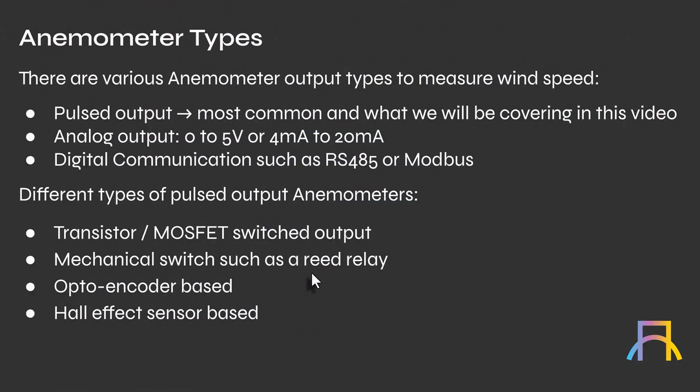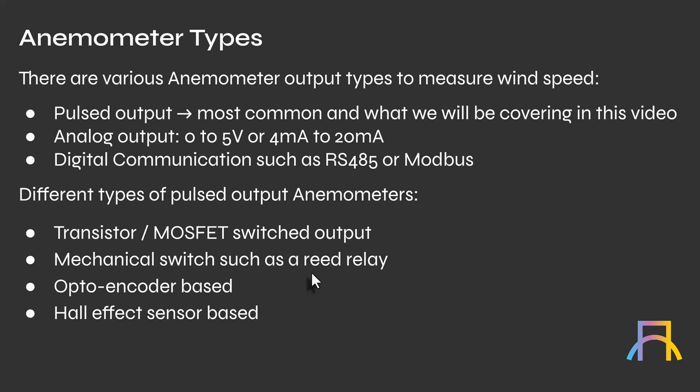All right, so there's various anemometer types out there. There's pulsed output, there's analog output, and there's digital communication output. We're just going to cover measuring pulsed output anemometers, which are the most common. Now, there's a couple different architectures for pulsed output anemometers. One of the more common ones has a transistor or MOSFET solid-state switch that switches on and off as it spins. The idea is it creates a pulsed output. That's why they're called pulsed output anemometers. And you basically count the edges of the pulse and the timing between them to get the wind speed. We'll go over that in more detail in the video.